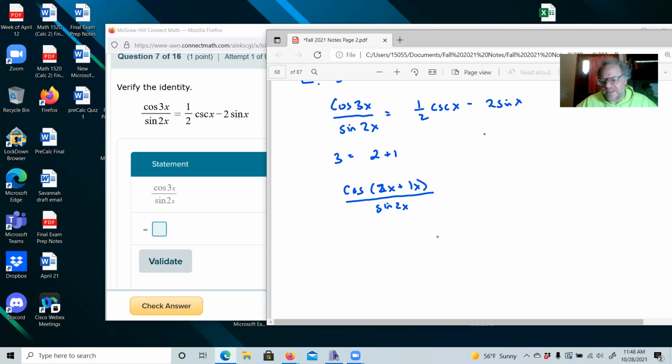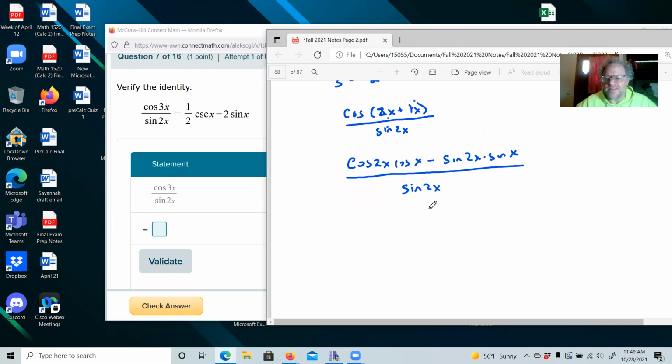And now we're going to separate this out. So this is going to be cosine 2x cosine x minus sine 2x times sine x, right? This is our A and our B. So cosine, cosine, cosine minus sine, sine, and divided by sine 2x. The reason why I'm waiting is because this step was a sum of angles step. This one's going to be a double angle step. So the cosine of 2x.